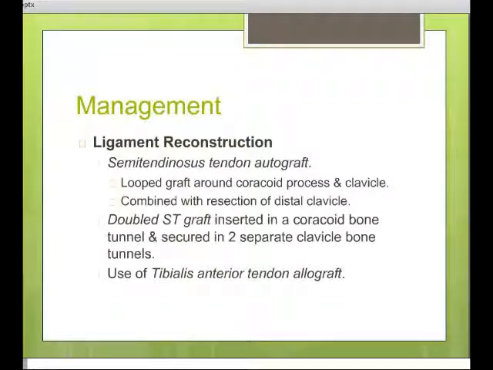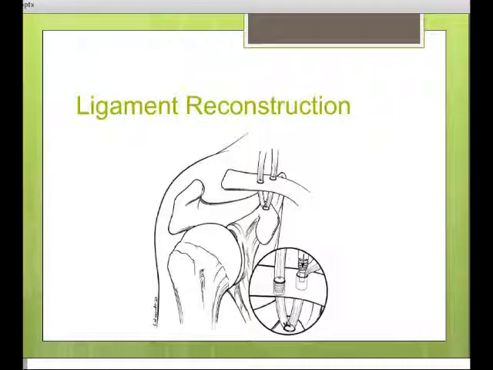Double-stranded or semi-tendinosus grafts inserted into the coracoid bone with tunnels, so into the coracoid and two tunnels into the clavicle have also been used. And there's also been the mention of tibialis anterior tendon allografts. And here's an illustration with the graft going through the holes in the coracoid and the clavicle.